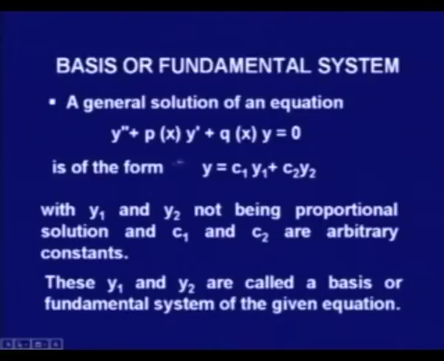So, let us define this proportional solution. The y1, y2 which we obtain as not being proportional are called the basis or the fundamental system of the given equation. So, the general solution consists of a linear combination of two solutions, and those two solutions must form the basis, or the fundamental system, of the given equation. Now, let us see more definitions about this.